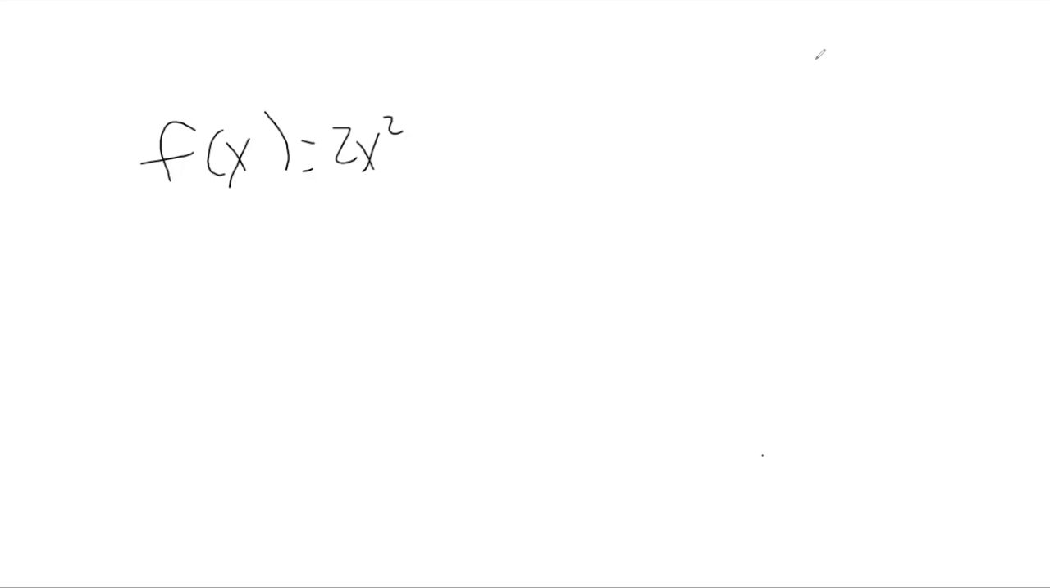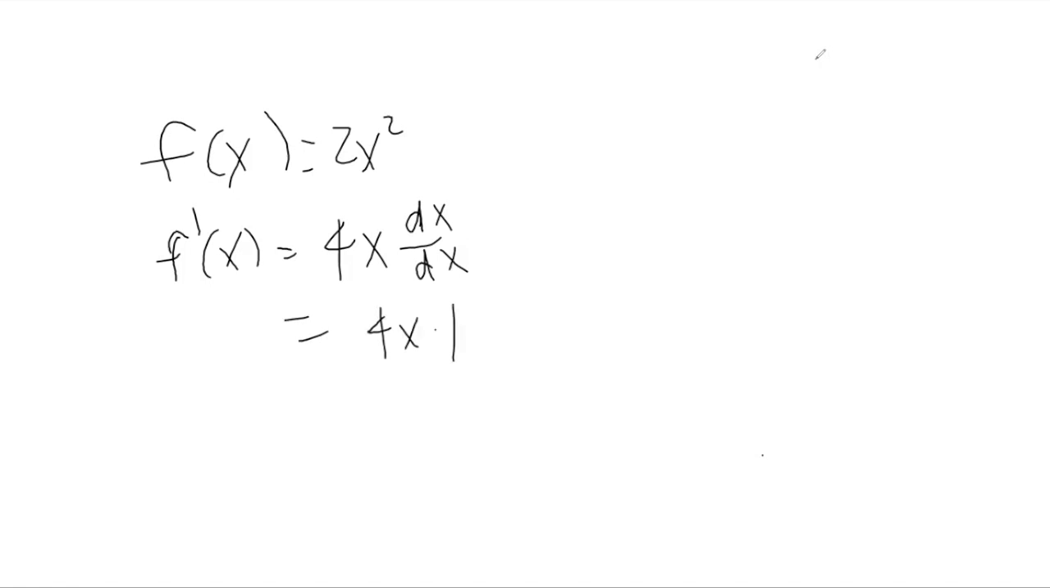As we all know by now, if we were to take the derivative of that, f prime of x would equal 4x. What they usually don't explain at the start of Calc 1 is that there's actually a little hidden dx here. The reason is that this ends up just being 1. So dx simplifies down to 1, so you have 4x times 1, and 4x times 1 is just 4x.